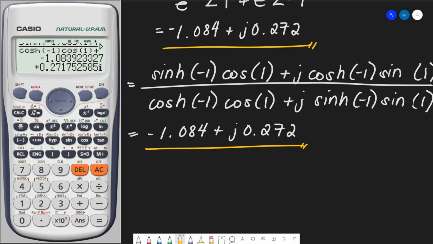I prefer using identities kasi mas madali siyang straightforward i-type sa calcu. So, depende kung ano yung bet ninyo gamitan, or pinapagamit sa inyo ng prof ninyo.